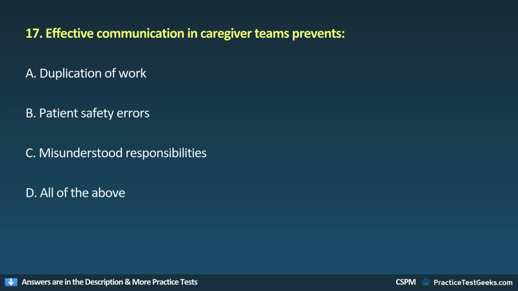17. Effective communication in caregiver teams prevents A. Duplication of work. B. Patient safety errors. C. Misunderstood responsibilities. D. All of the above.